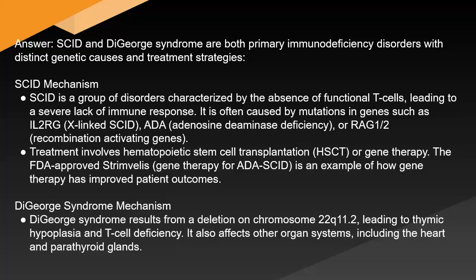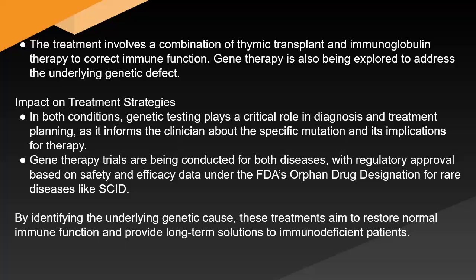DiGeorge syndrome mechanism. DiGeorge syndrome results from a deletion on chromosome 22q11.2, leading to thymic hypoplasia and T-cell deficiency. It also affects other organ systems, including the heart and parathyroid glands. The treatment involves a combination of thymic transplant and immunoglobulin therapy to correct immune function. Gene therapy is also being explored to address the underlying genetic defect.